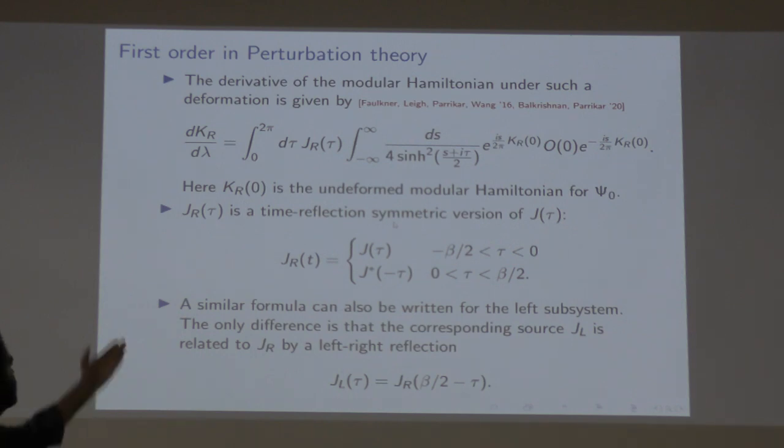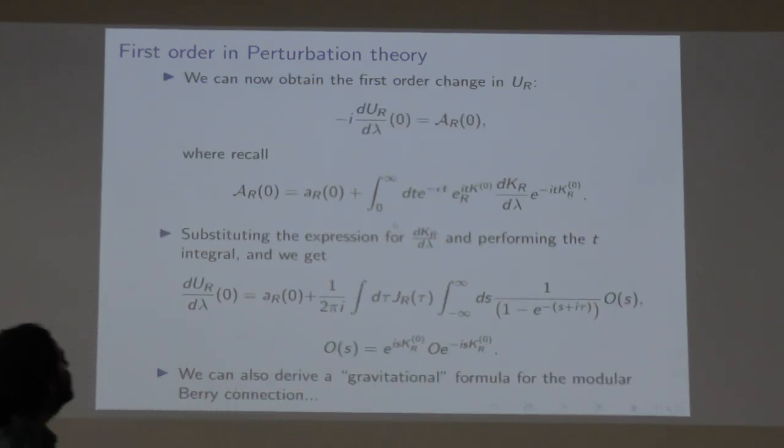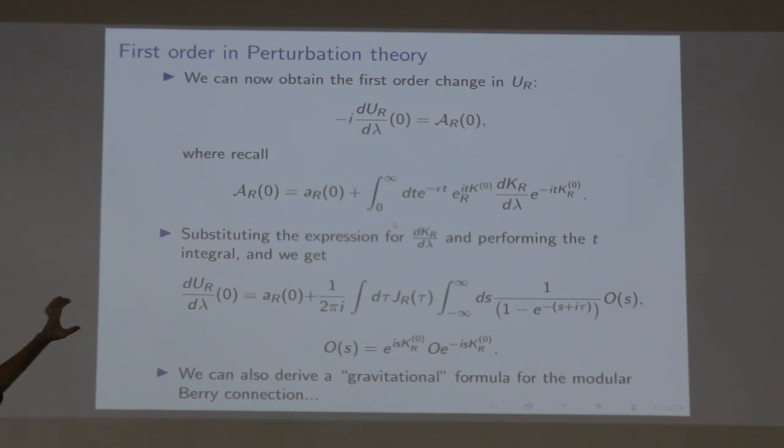So we know what the first derivative of the modular Hamiltonian is. And because we know the first derivative, the modular Berry connection evaluated at lambda precisely depends on this first derivative of the modular Hamiltonian. So we simply plug that expression in here, and that gives us a formula for the following.